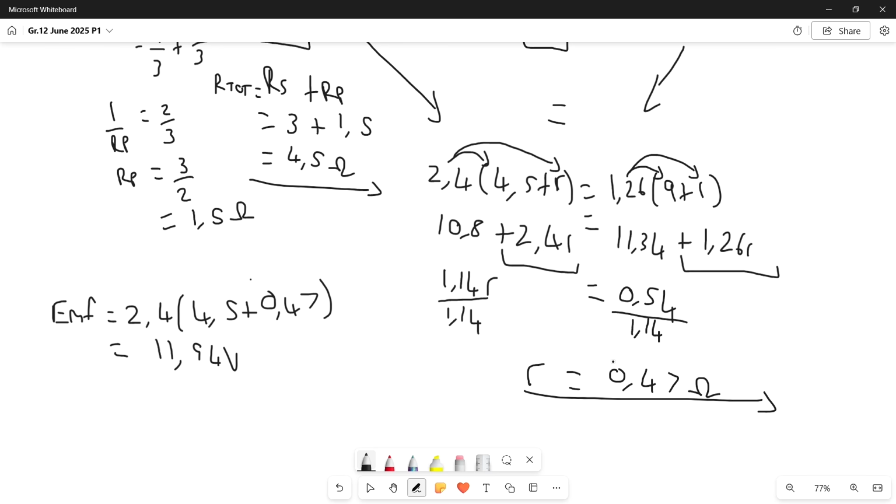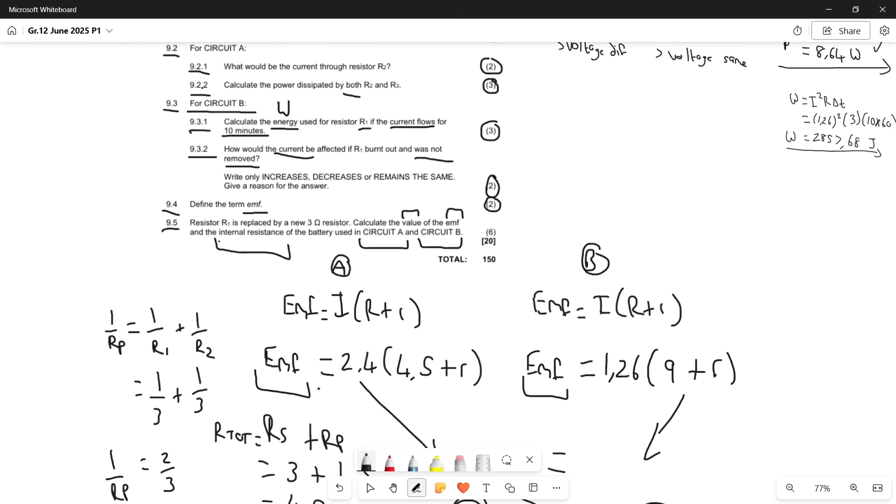If we plug in the 0.47, we end up with 11.93 or 11.92. But if we keep our previous answer unrounded and plug it into this final answer, we get 11.94, which is what the memo says. So even though we round r off here, plug the unrounded answer into your final equation so that you can then round the EMF off to 2 decimal places correctly. And that is our EMF and our final answer for this whole question.